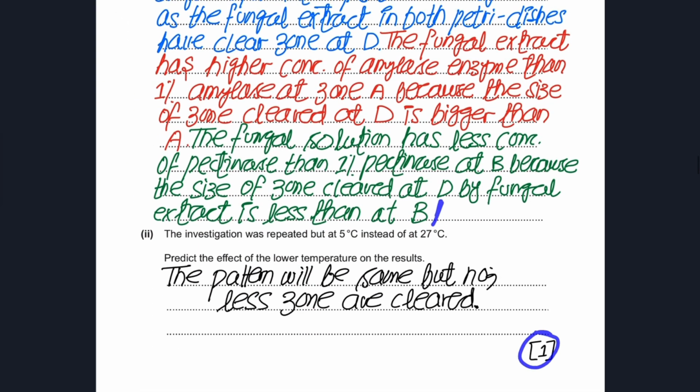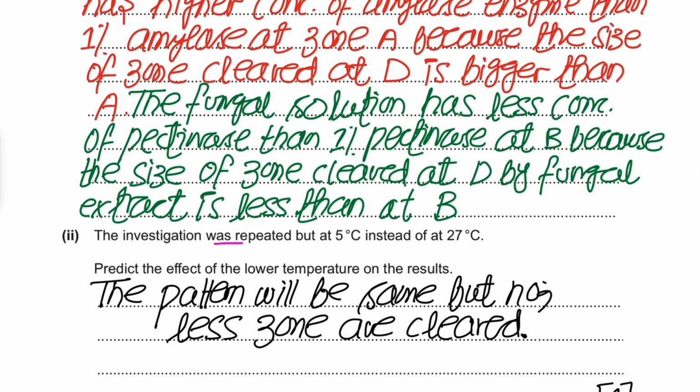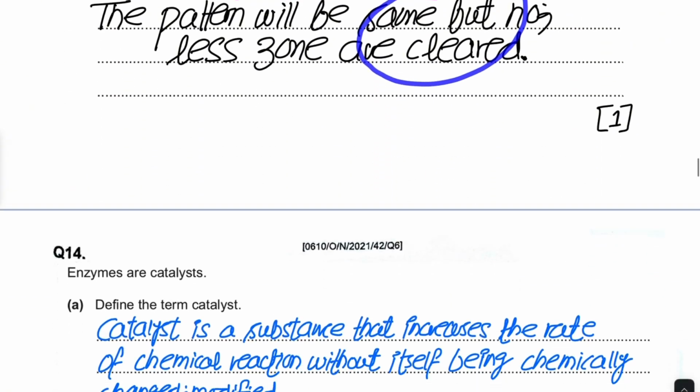And if we were to move to the further 1 mark, they say that the investigation was repeated but at 5 degrees centigrade instead of 27 degrees centigrade. Predict the effect of the lower temperature on the result. So if I would reduce the temperature from 27 to 5 degrees centigrade, the pattern you would say can be the same, but less zones would be clear. The idea is because at lower temperature, the collision between the enzyme and the substrate would be less, so less of the zone would be cleared.